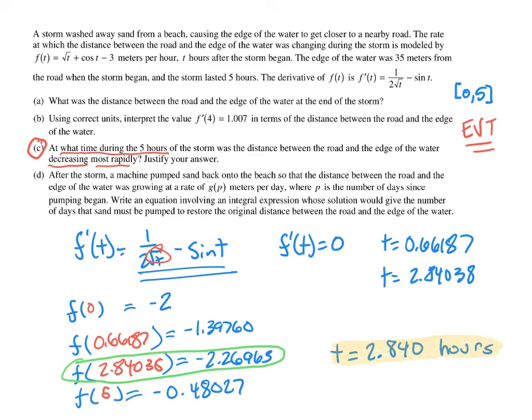So I had to use a little bit of interpretation here to figure out what kind of math to do. When it said decreasing most rapidly, it meant that I wanted to find the extreme values of the function f. The way you do that is you take f prime, get your critical points, and test your endpoints and your critical points. In our case, the minimum occurred at almost 3 hours. Right there.